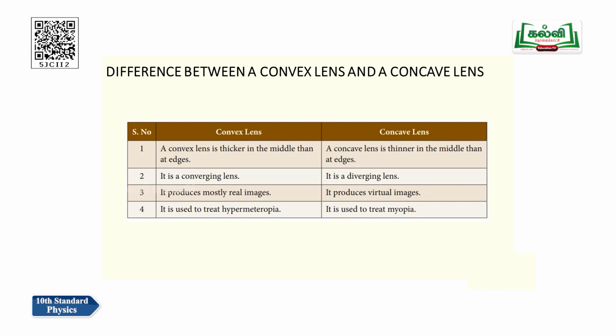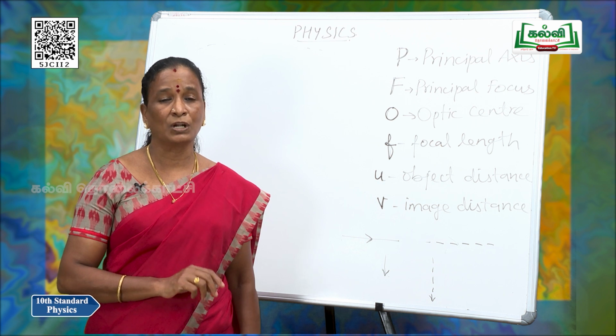The difference between a convex lens and a concave lens, already I explained: a convex lens is thicker in the middle than at the edges. Concave lens is thinner in the middle than the edges, that is, the edges will be very thick. A convex lens is a converging lens, a concave lens is a diverging lens. Convex lens mostly produces real image, but a concave lens produces virtual image. Convex lens is used to treat hypermetropia.